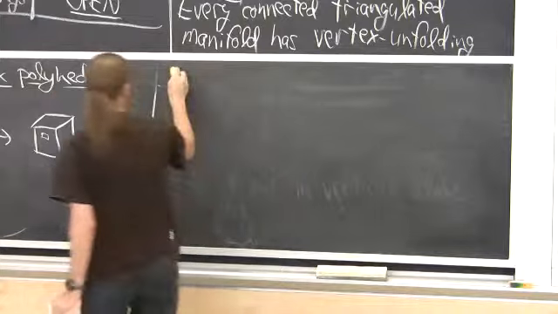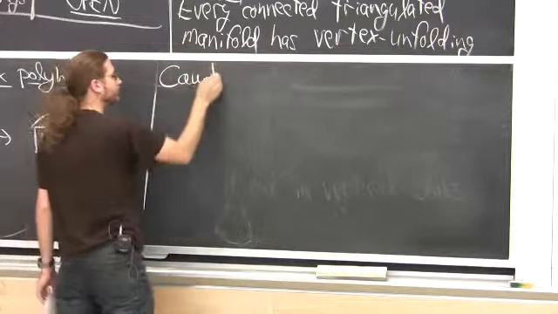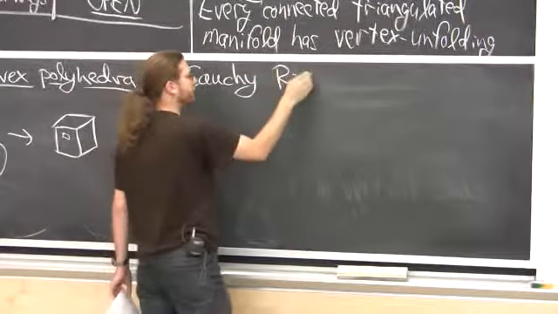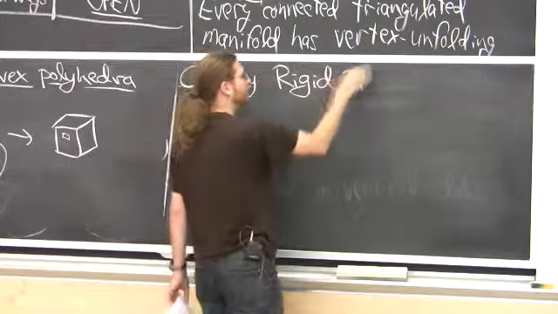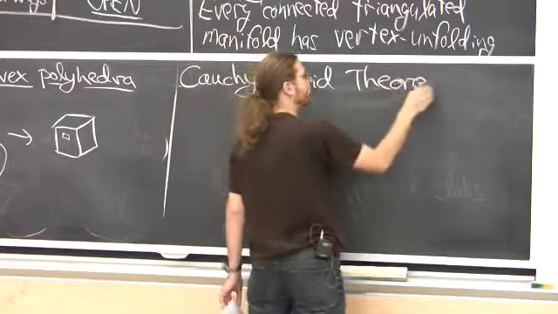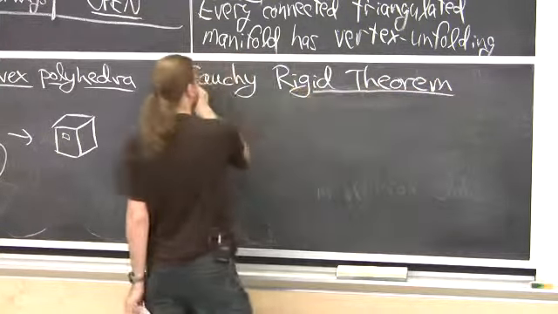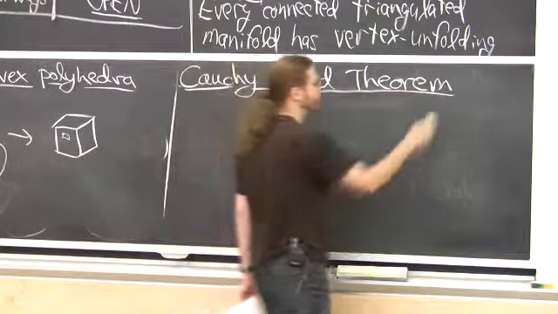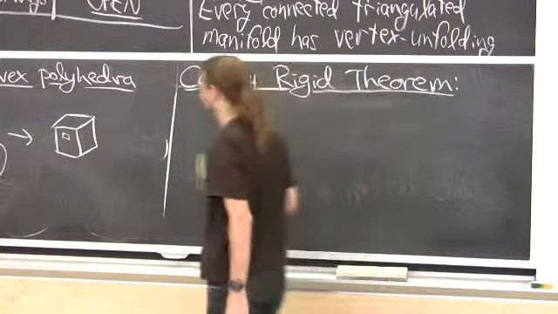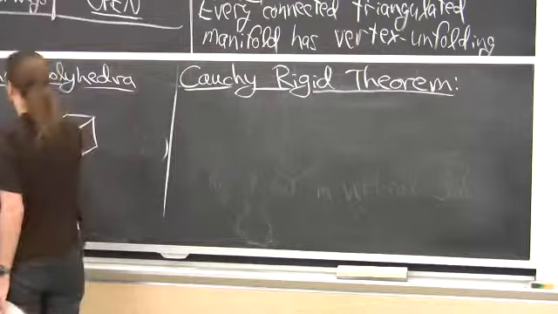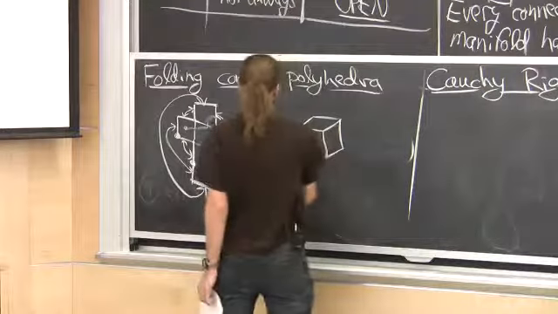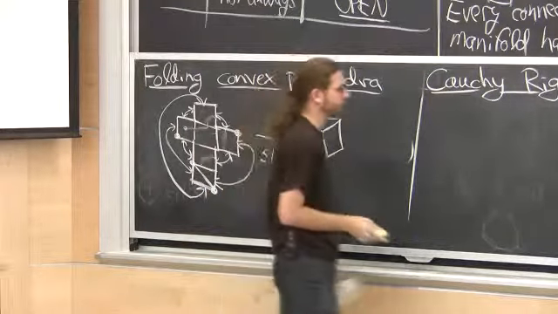And this is Cauchy's rigidity theorem. I think we mentioned it in a previous lecture when we were talking about rigidity in three dimensions and why domes stand up. But now we're actually going to prove this theorem, and we're going to use it to study these kinds of gluings and say there's at most one way to do this.